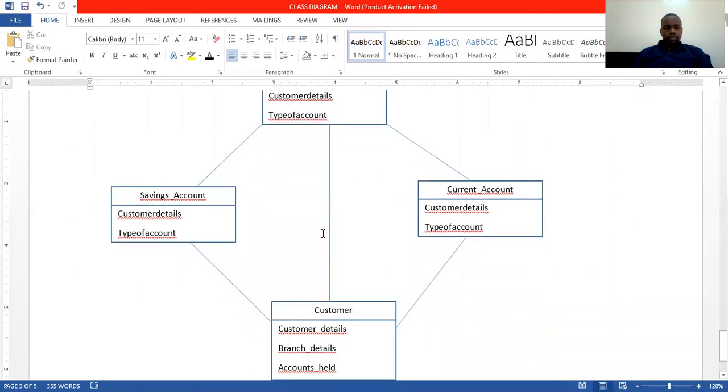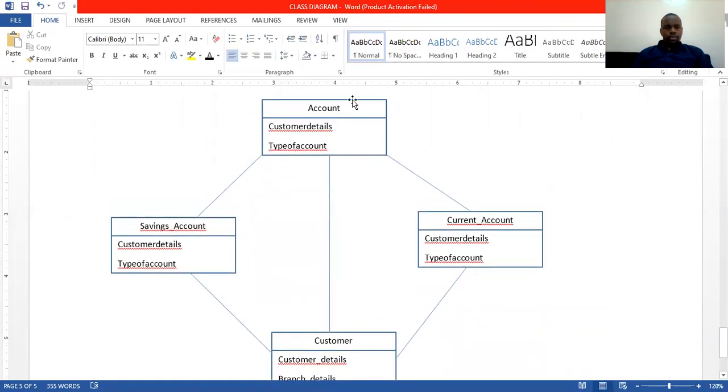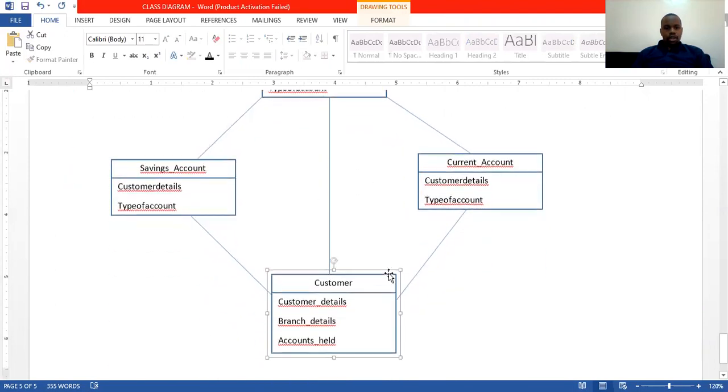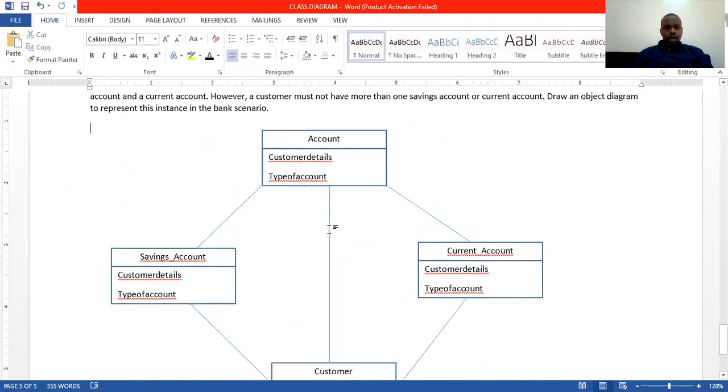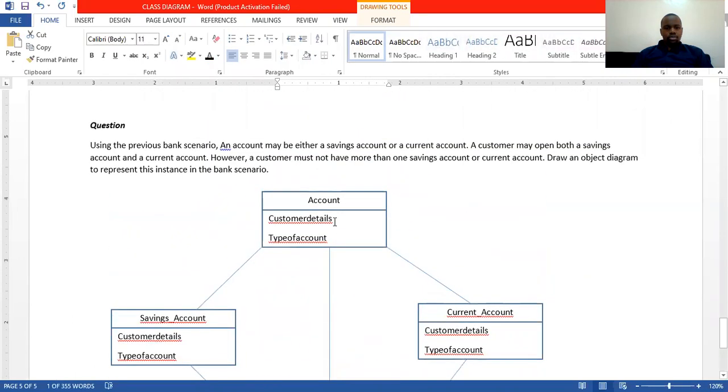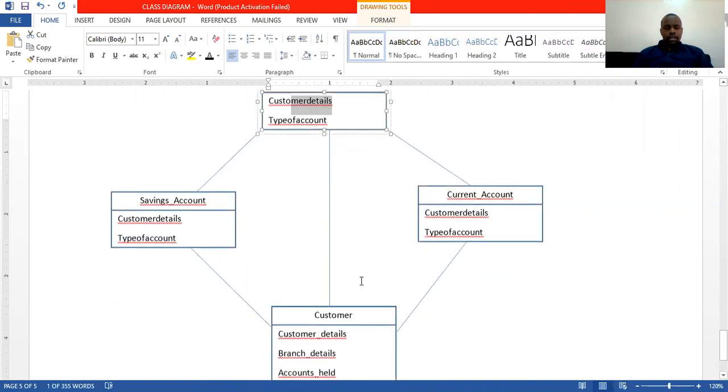So this is the object diagram that I've just drawn for you. Compare with yours if it looks like mine. So this is how it should look. So customer is related to account. Why? Because a customer can have an account. That's why we have a link between customer and account. So a customer can have an account. And also you see customer details. So that means there is a relationship. That's why there is a link.